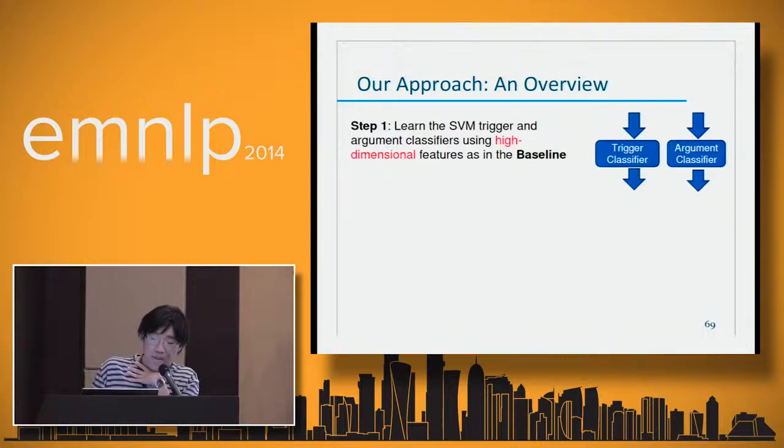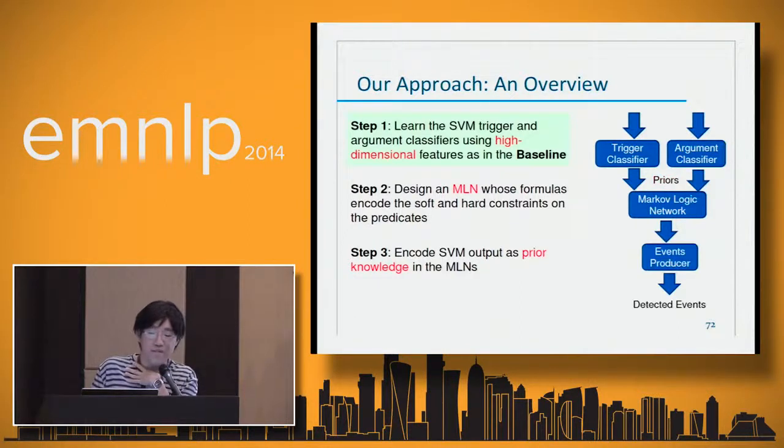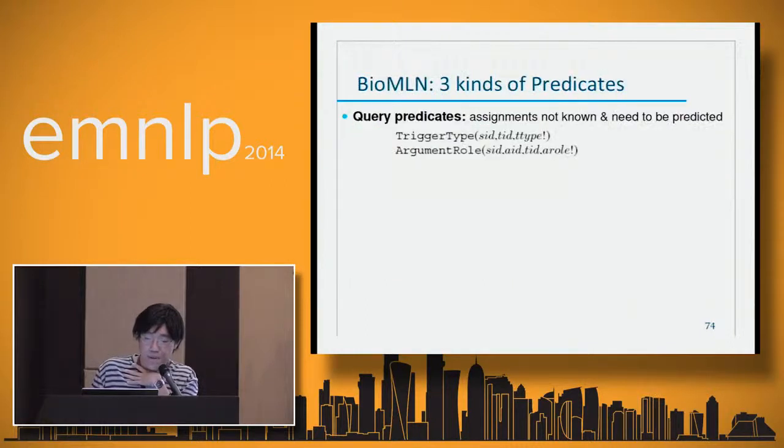The first step is to learn the SVM trigger and argument classifiers using these high-dimensional features, just like what we did in the baseline. The second step is to design an MLN whose formulas encode the soft and hard constraints on the predicates. And finally, we'll encode the SVM output as prior knowledge in the MLNs. We have already talked about the first step, which is just the baseline, so let's take a closer look at the second step. Our MLN, which we call the bio-MLN, has 3 kinds of predicates.